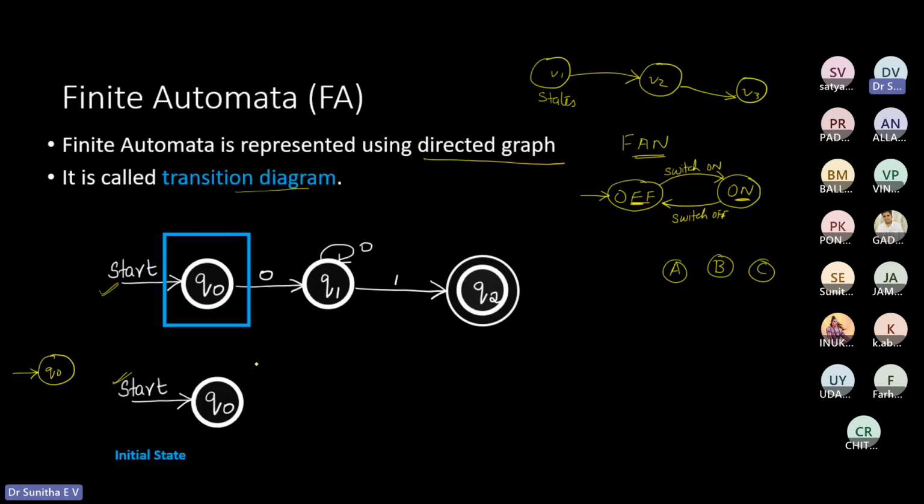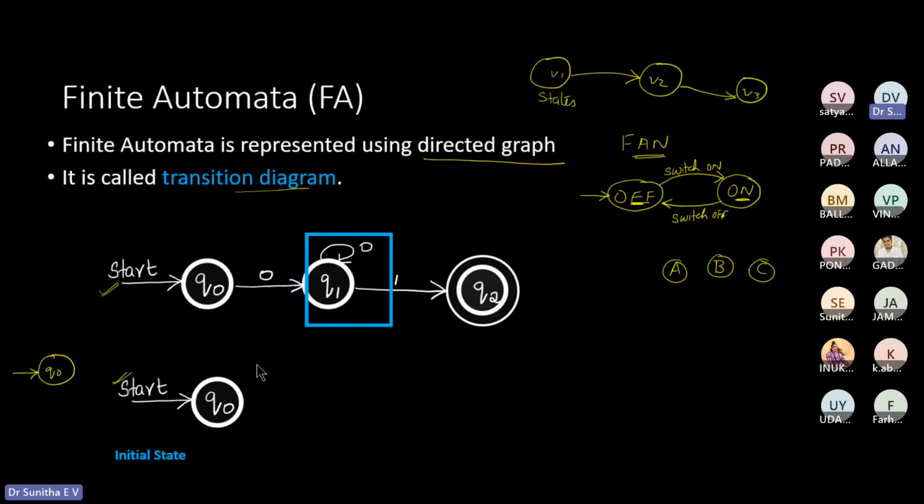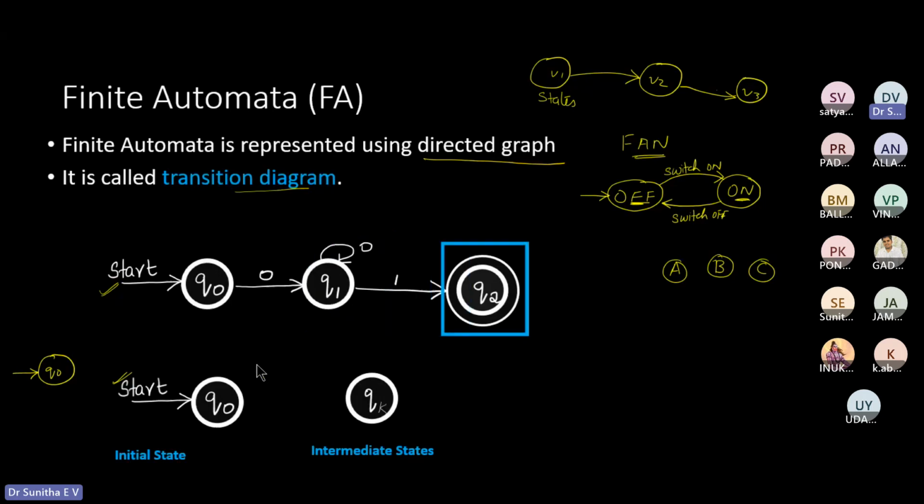Then the next kind is a simple state which has different arrows coming into it and going out of it. That is called an intermediate state. We can use any number there, Q2, Q3, Q4. So this is an intermediate state. Then the third kind of state is the double circle. In all the other states, there is only one circle, but here we see two concentric circles. These are a special kind of states called final states. Final states are normally represented with a double circle.